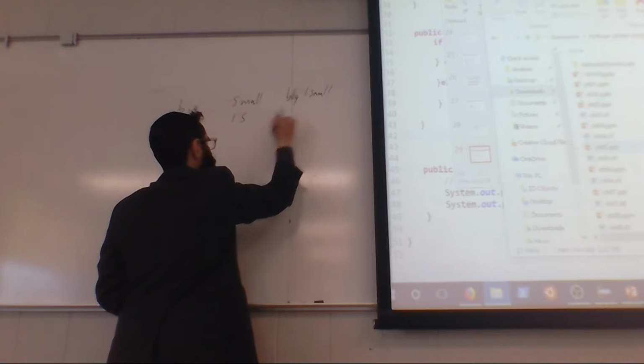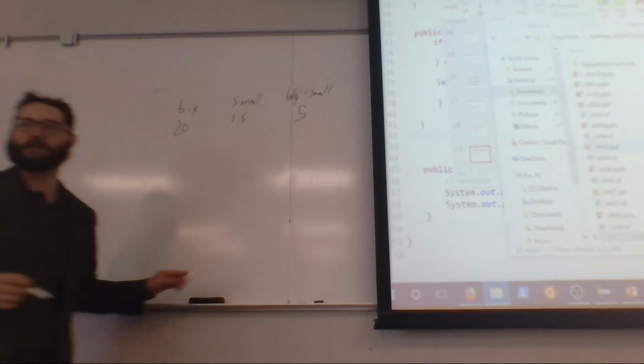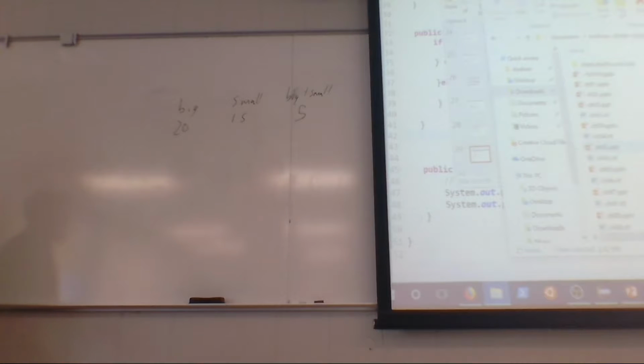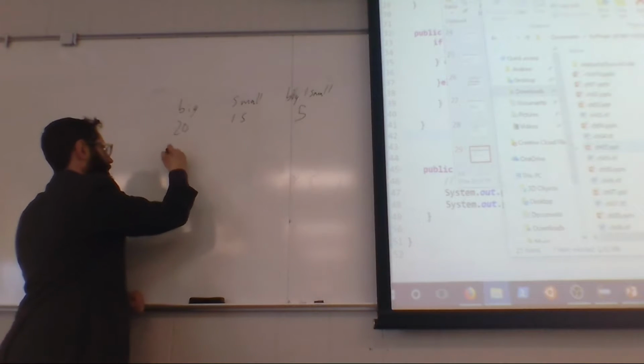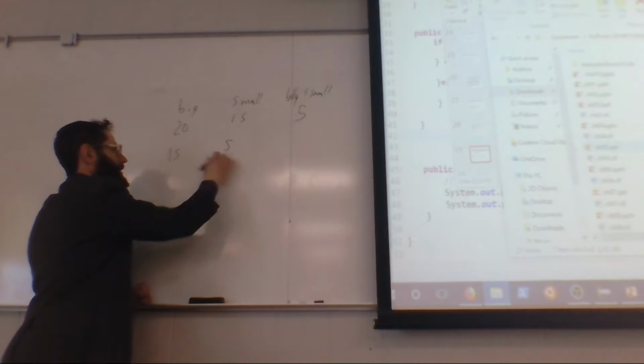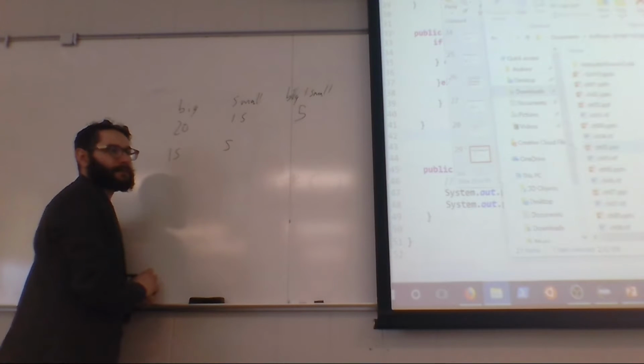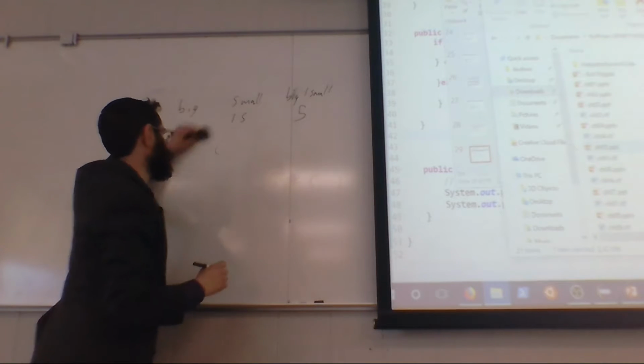So 20 mod 15 gives us 5. 20 when divided by 15 will give you a remainder of 5. And now we go on to the next input. Is 15 evenly divisible by 5? Yes, it is, so we return 5. Okay, let's look at another one.